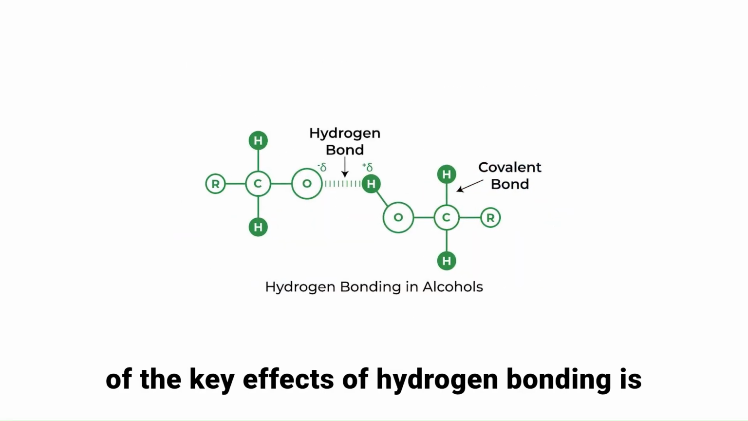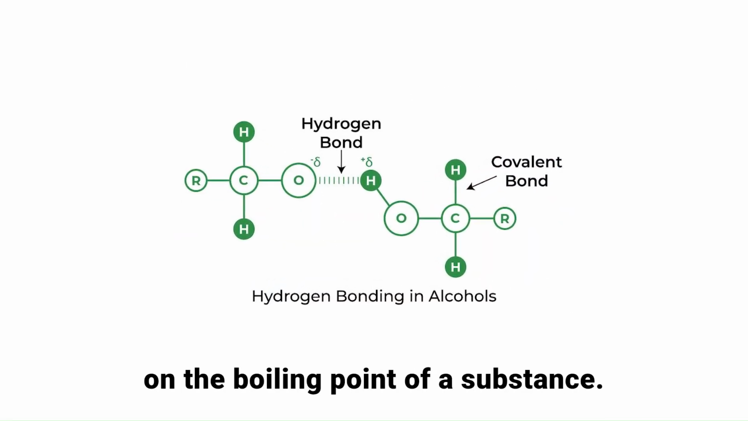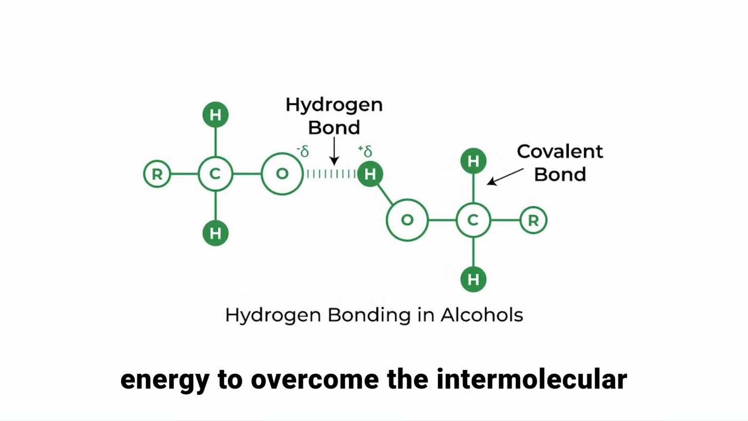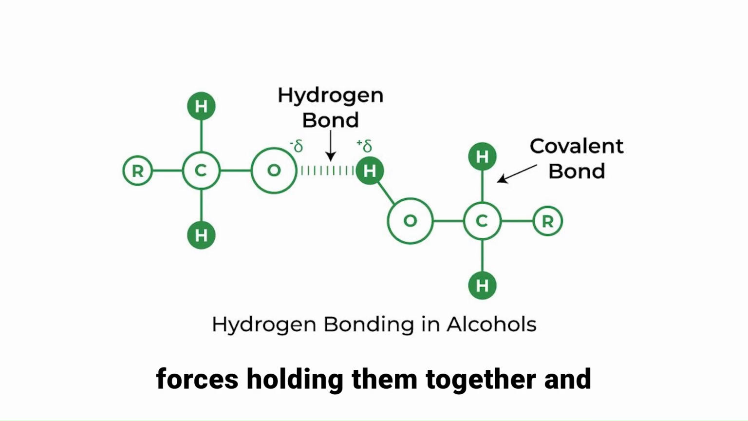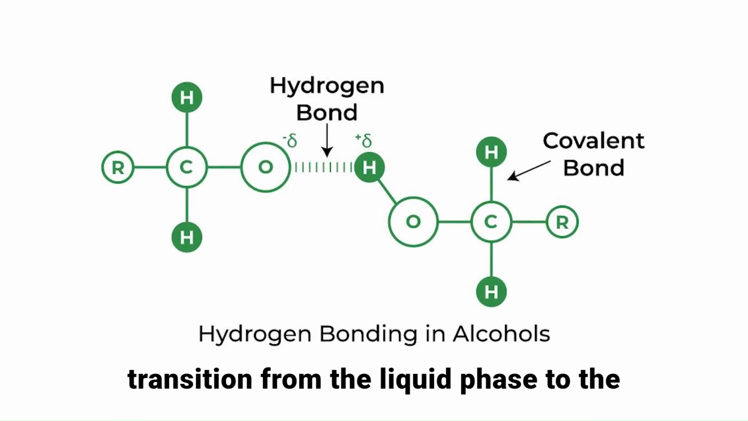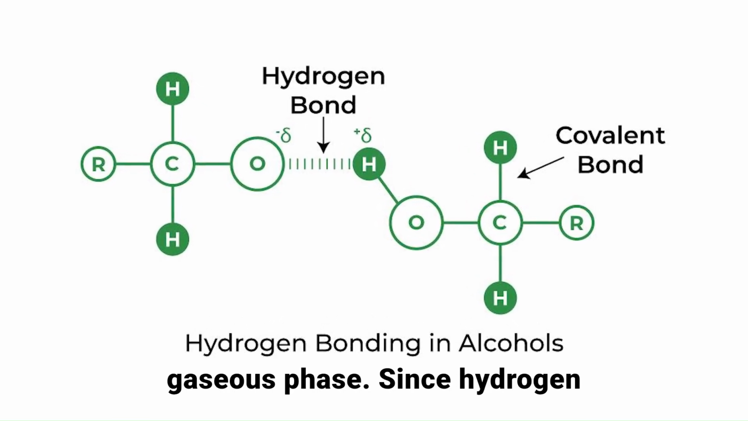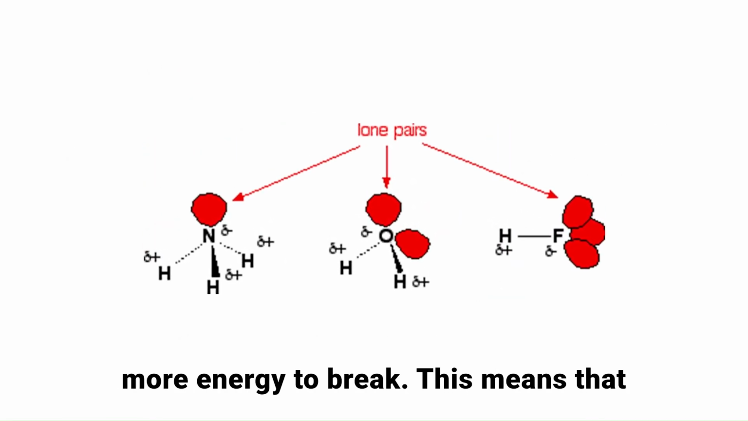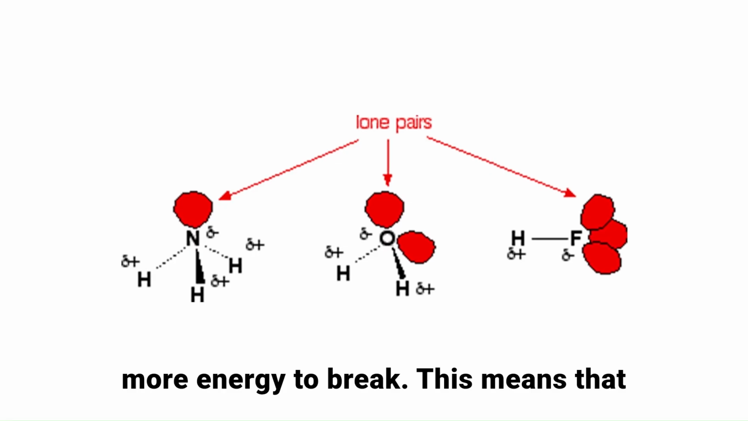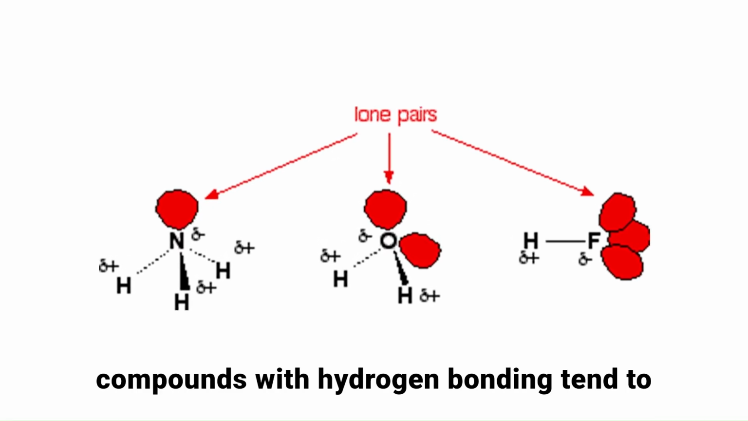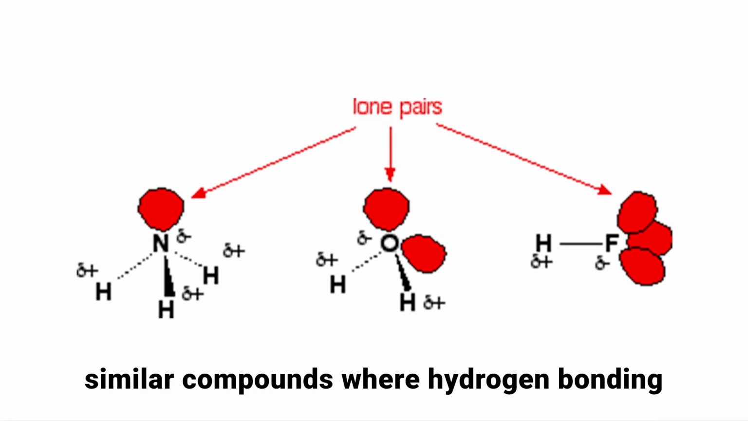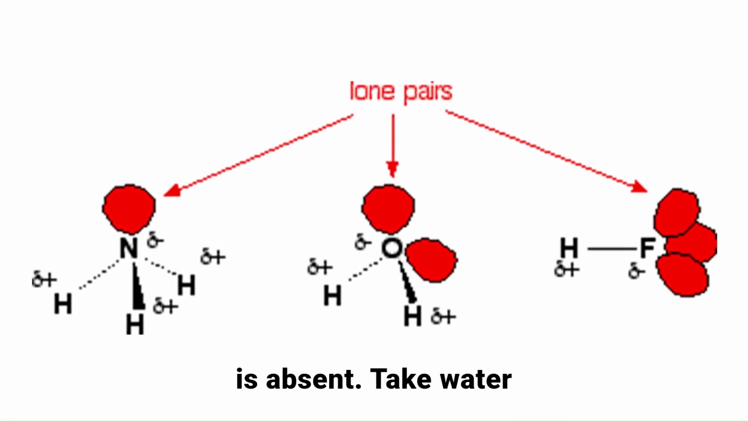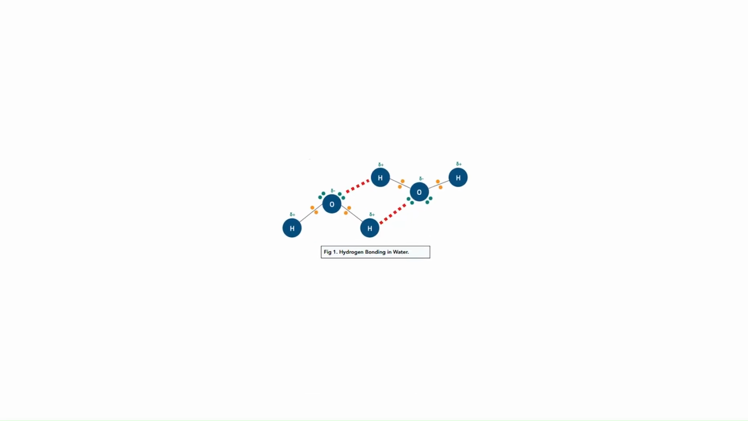One of the key effects of hydrogen bonding is on the boiling point of a substance. Boiling occurs when molecules gain enough energy to overcome the intermolecular forces holding them together and transition from the liquid phase to the gaseous phase. Since hydrogen bonds are relatively strong, they require more energy to break. This means that compounds with hydrogen bonding tend to have much higher boiling points than similar compounds where hydrogen bonding is absent. Take water, H2O, as an example.